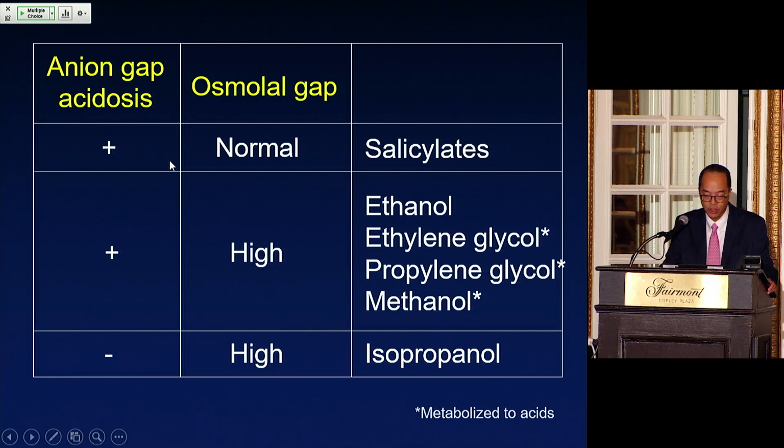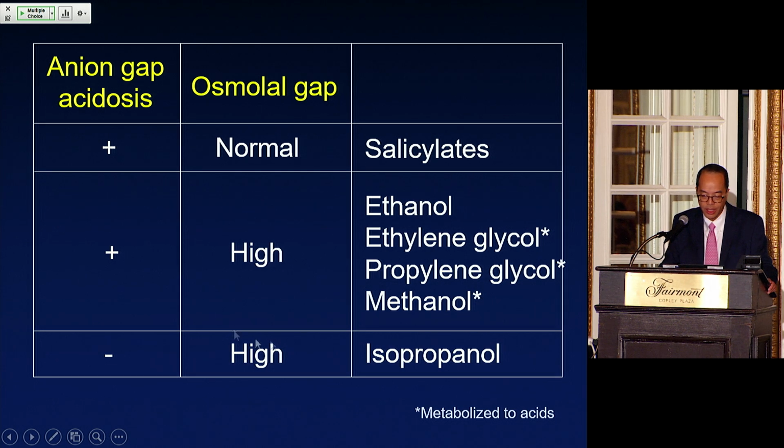In terms of patients who come in with intoxications, they can have an anion gap acidosis, an osmolar gap, or both. An example of someone with an anion gap acidosis but a normal osmolar gap would be salicylates. Salicylates do not contribute to the osmolar gap.